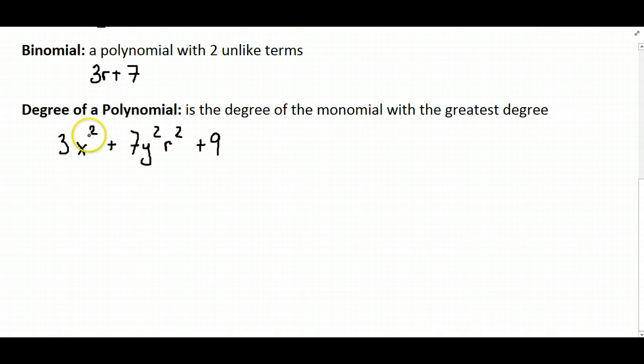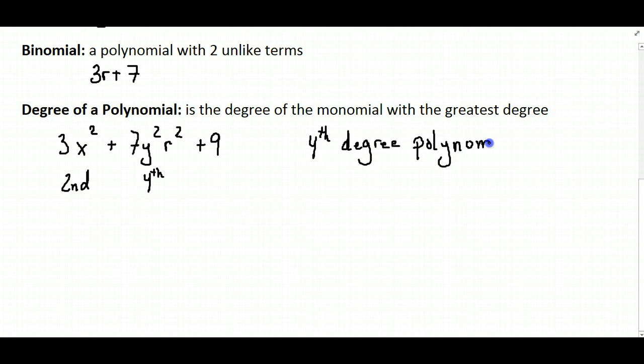So let's look at each monomial. The first one is 3x squared. So that is a second degree monomial. The second term is 7y squared r squared. And remember, when we figure out the degree of a monomial, we add the exponents of the variables. So we have 2 plus 2. So this one's a fourth degree. And then 9 doesn't have a degree. So we would say that 3x squared plus 7y squared r squared is a fourth degree polynomial.